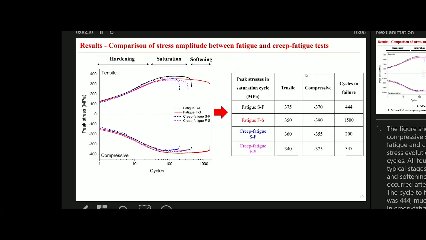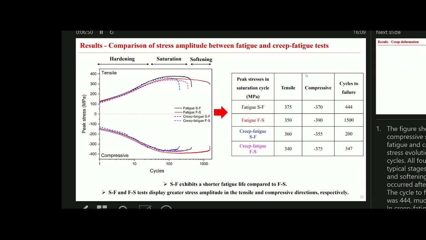In the tensile direction, we can find that the peak stress is higher in the fatigue SF and also pre-fatigue SF, around 20 megapascal higher compared to the FS waveforms. While in the compressive direction, the FS waveform shows a higher stress amplitude, also around 20 megapascal. So this result shows that, first, the SF waveform will lead to a shorter fatigue life compared to FS. And then the slow loading phase will cause a higher stress amplitude during the slow loading directions.